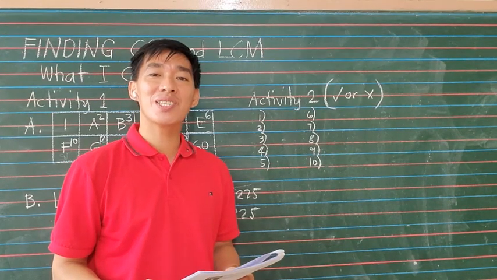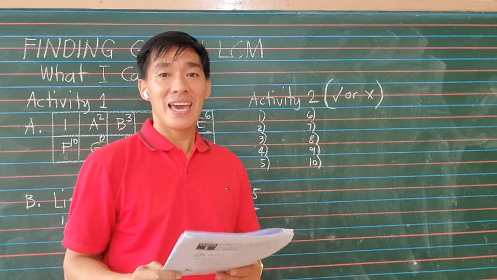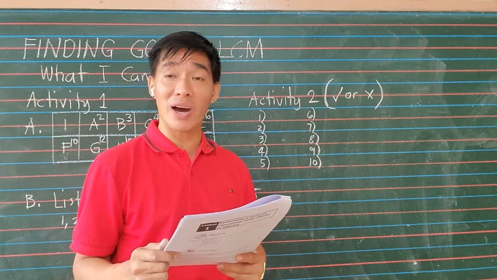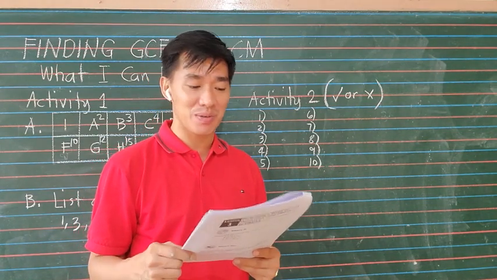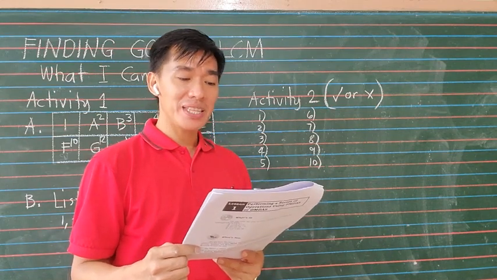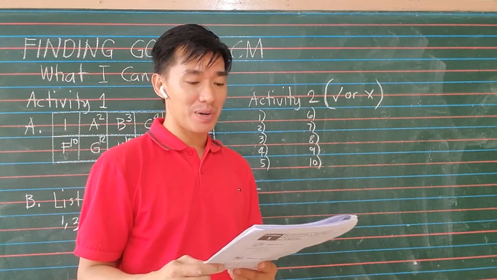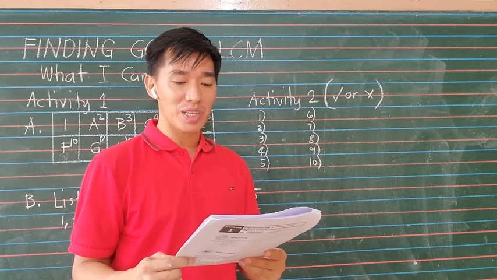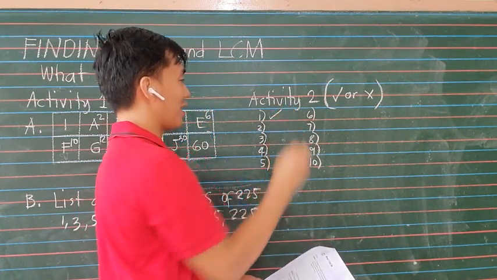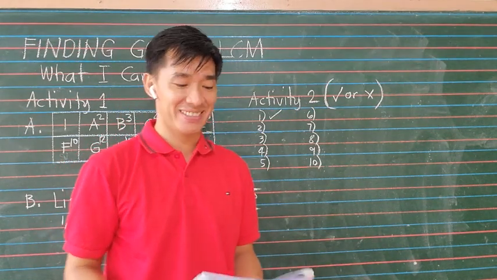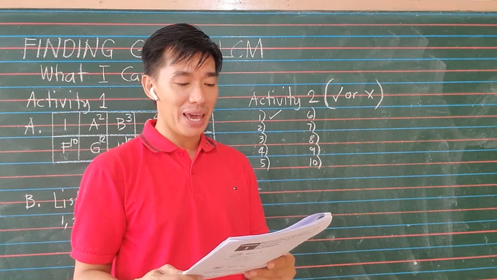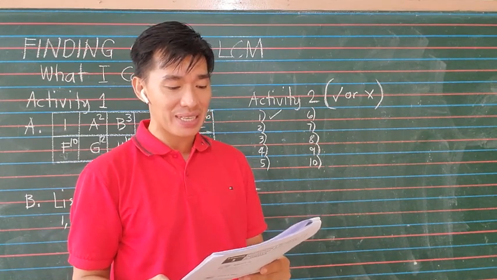Let us now answer your last activity. And now let us check how many points you will get from this "What I Can Do" activity number 2. For item number 1, in finding the GCF of two numbers, the common factors are to be listed down. That's true. One check for that if your answer is check.